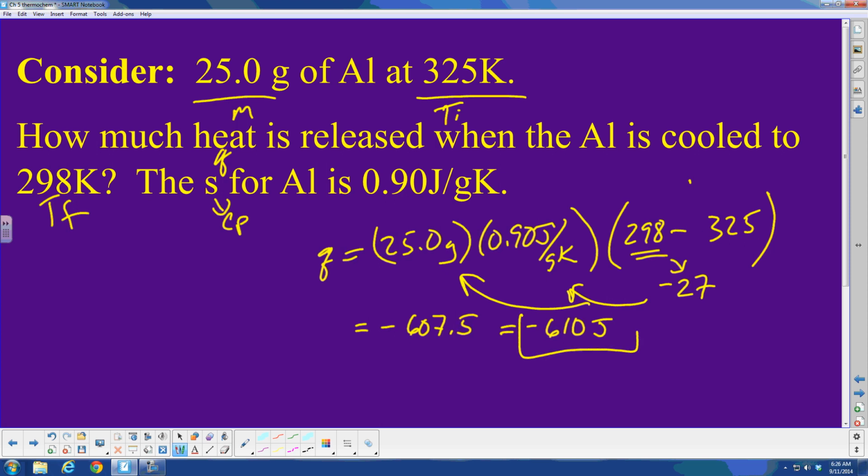And now notice I have a negative value here. What does that imply? It means that heat is released. When I have a negative value, heat is released. Good. Moving on.